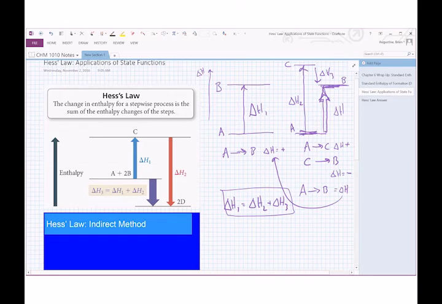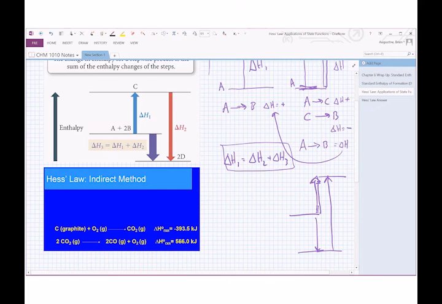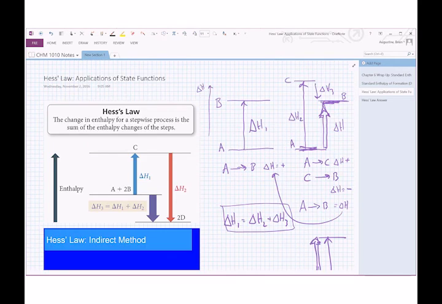I mean, I could have a situation like this. A goes to B by way of some reaction where I have to go down to C first and then up to B, but I end up with the exact same value for delta H going up. Okay, does that make sense? We can take multiple paths to get to the same place. As long as we do that, the delta H's all are going to sum up to whatever it was as if I just went directly.